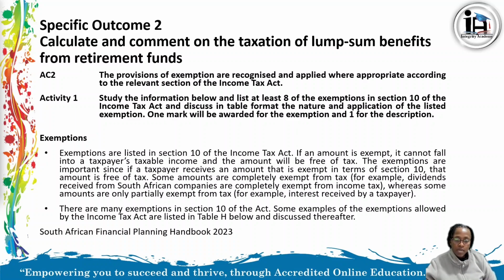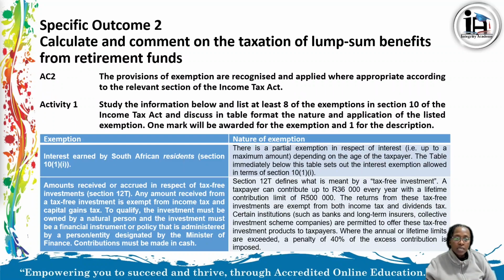South African Financial Planning Handbook 2023: the exemptions. Exemption: interest earned by a South African resident. The nature of the exemption: there is a partial exemption in respect of interest, up to a maximum amount depending on the age of the taxpayer. The table immediately below sets out the interest exemptions allowed in terms of section 10(1)(i).